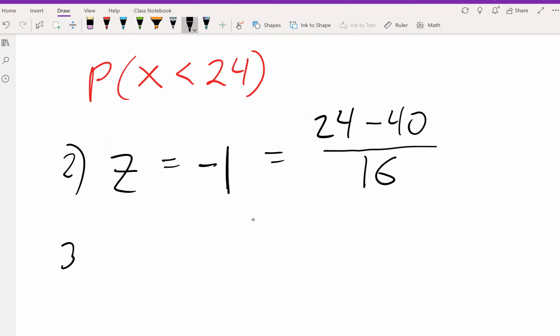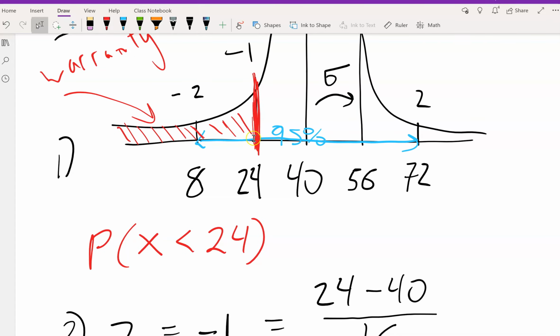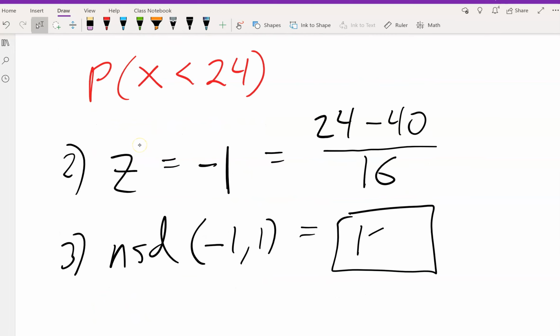Once I have the Z value, then I would go to the table, or I'd hit NSD of the Z value, and I'd find out the area below. Well, good news is that's -1. And I know 68% is inside of -1 to 1, because that's just one of those numbers we know. 68% is inside. If 68% is inside, 32% is outside, half of which is below. So I'm guessing this answer is 16%. But let's check that out.